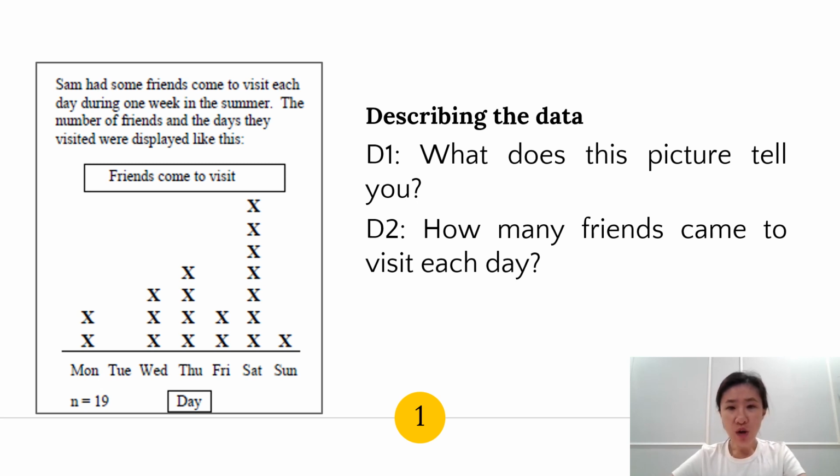And D2, how many friends came to visit each day? In this question, one may answer that, okay, 2 friends came on Monday, nobody came on Tuesday, 3 friends visited on Wednesday, and so on. So that is the example for describing the data in the context of this picture graph.